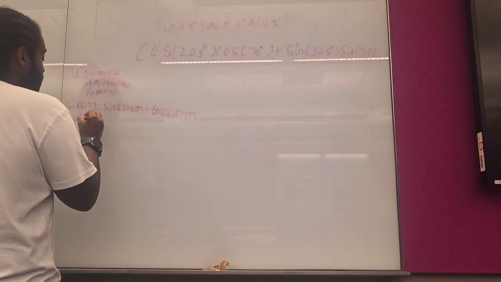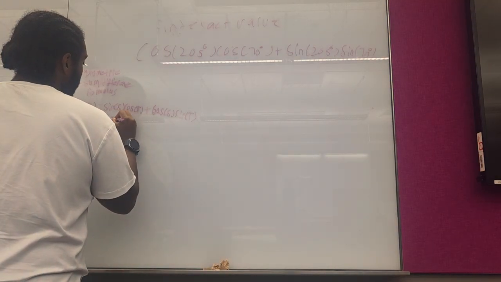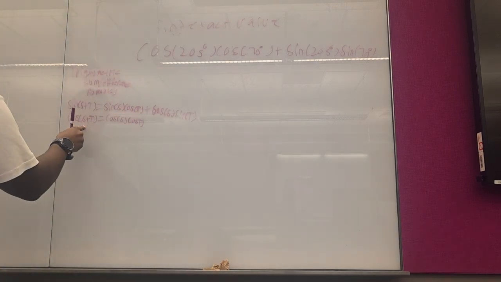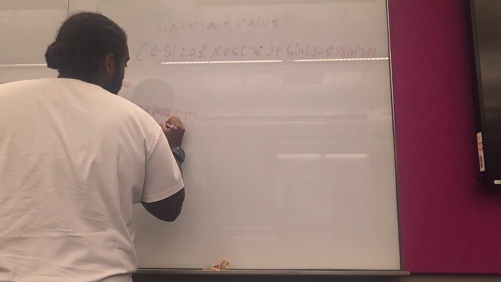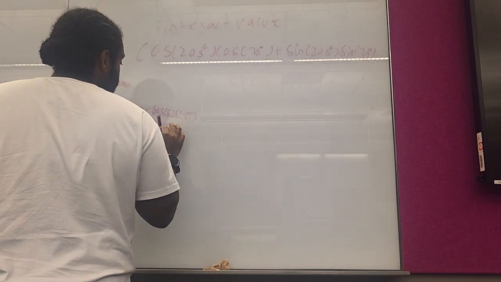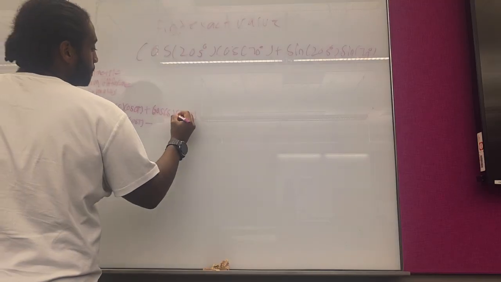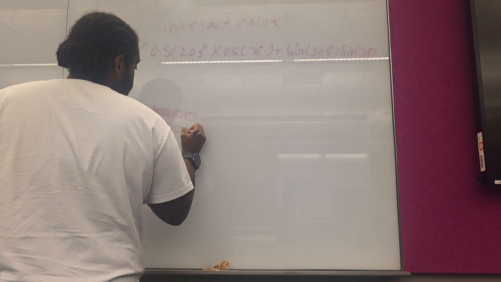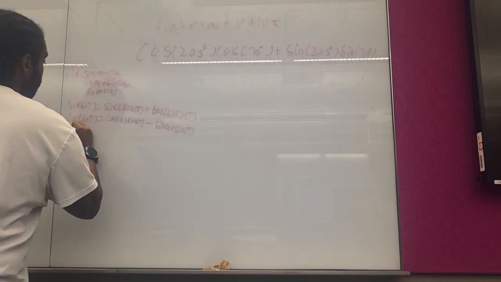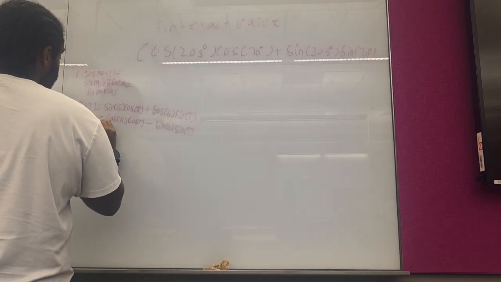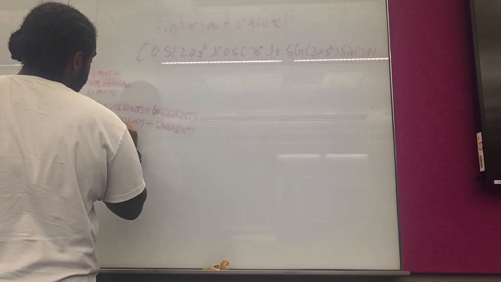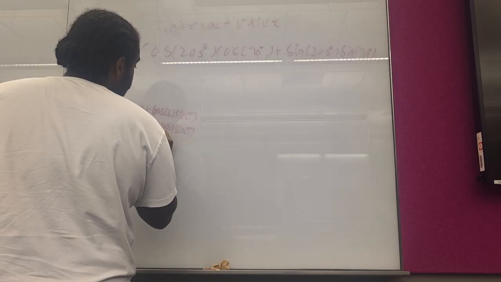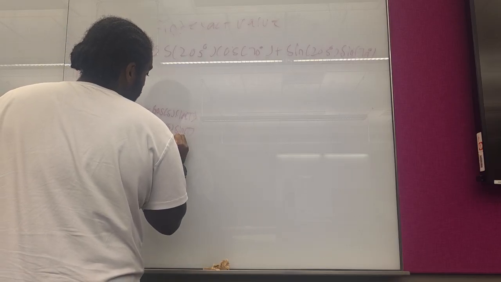Cosine of s plus t, though, is cosine of s times cosine of t, and it's weird, even though it's plus, you're going to actually subtract sine of s times sine of t. And then, for the relevance to this equation, cosine of s minus t is cosine of s times cosine of t plus sine of s times sine of t.